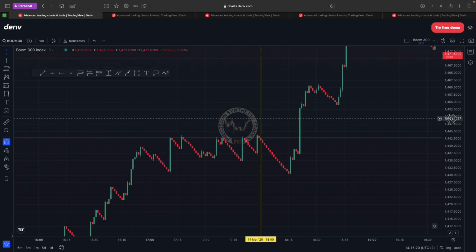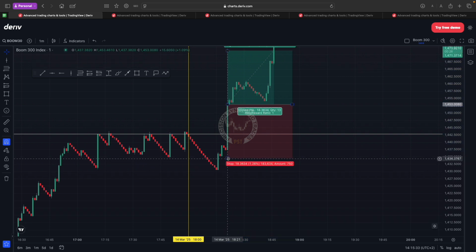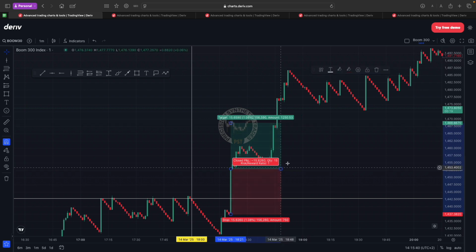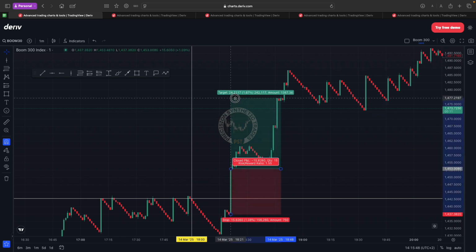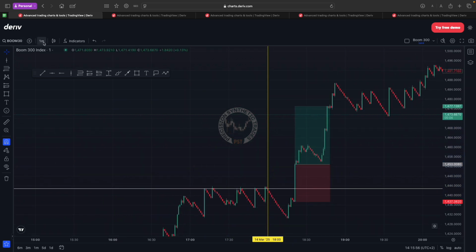This 1 minute candle broke out of the closing price of the previous candle. So what you can do here, you can put your buy there, your stop loss there, and you can target a 1-to-1 risk to reward trade. And as you can see, price went up and we got our 1-to-1. Because it's Boom and Crash, you ended up having a 1-to-5 risk to reward. All right, let's go to another example.